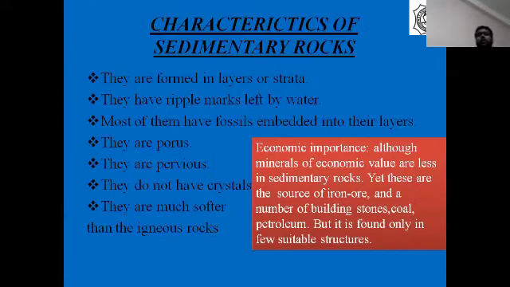Characteristics of sedimentary rocks. They are formed in layers or strata. You will find sedimentary rocks in different layers. They have ripple marks left by the water. Most of them have fossils abundant in the layers, inside their layers.